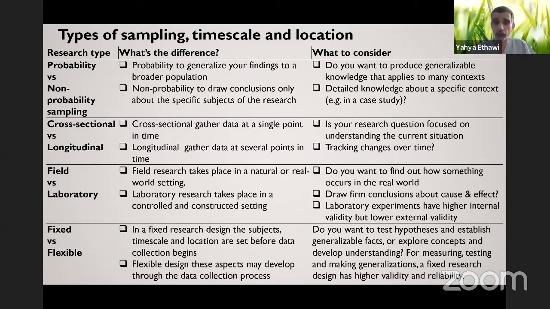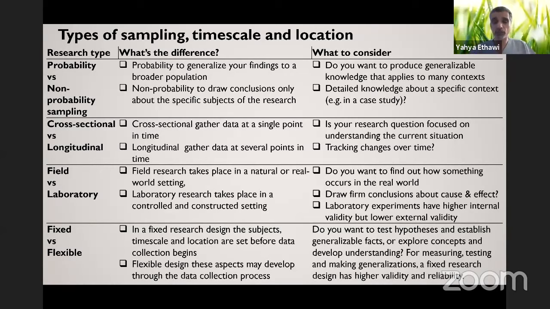Cross-sectional versus longitudinal. Cross-sectional is a one-time snapshot. You go and do it. While longitudinal is over a long period of time. That's why they call it cohort, because you're cohorting the data. It can be prospective and it can be retrospective. So if you want to understand the current situation, you go cross-sectional. If you want to track the changes over time, you go for longitudinal.